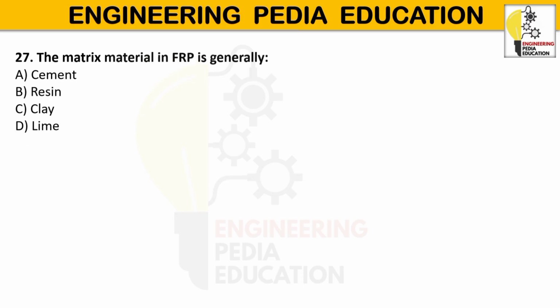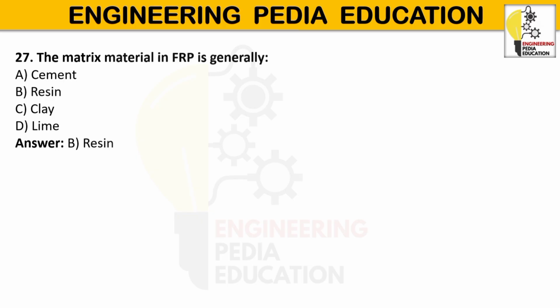The matrix material in FRP is generally cement, resin, clay, lime. The correct answer is resin.